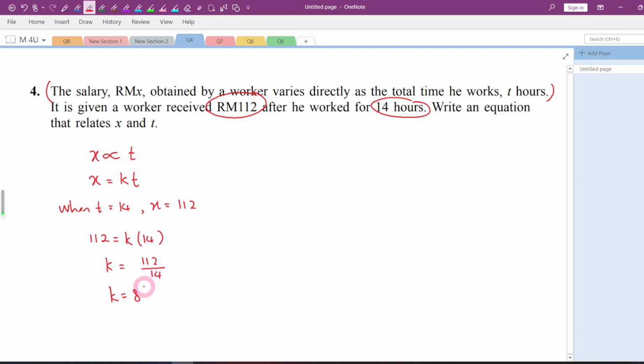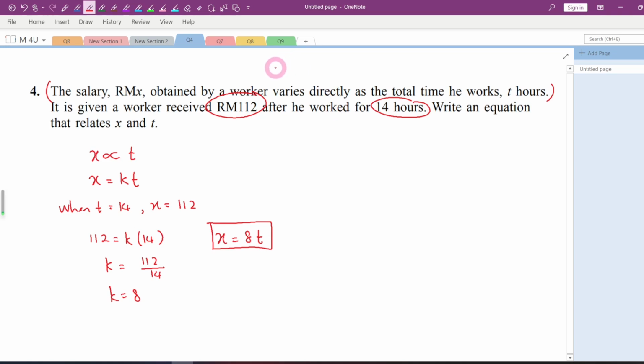But we cannot stop here because the question is asking us to give an equation that relates X and T. We have an equation here, but this equation is not yet completed because we don't have the value of K. Now we already got the value of K, which is equal to 8. We are going to plug in this value into here. So our final answer will be X is equal to 8T. This is the answer for this question.